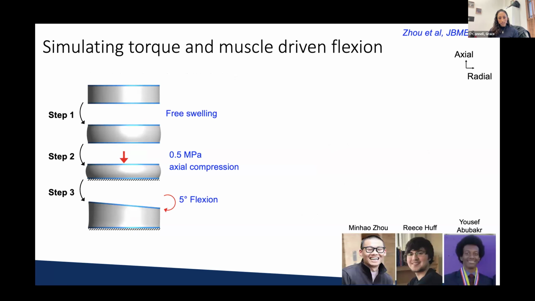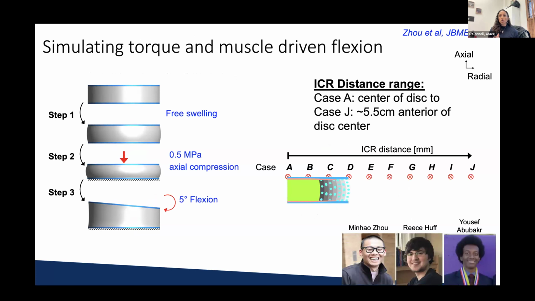We did our free swelling step, then we applied compression, and then we applied flexion. And the thing that we needed to determine here is, where will that rotation be for flexion? Since we don't know what it is in vivo, we know what it is in the laboratory. It would be case A, where it's along the center of the disc. And so we did a broad sweep that went out as far as 5.5 centimeters anterior of the disc to look at what happens with flexion and what happens to the disc strains and stresses as you go from the in vitro condition to something that's an in vivo condition.